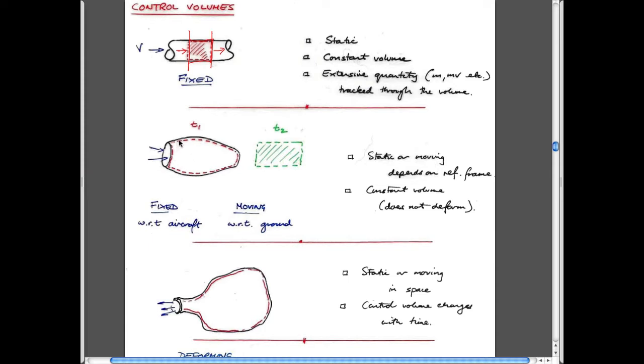A control volume that is non-deforming and moving would be one which is a jet engine. Jet engine hopefully doesn't change its size. Relative to you, if you're sitting here observing the left-hand side of the plane, it's underneath you, hopefully it doesn't move relative to you. So it's physically moving in space, but it's actually not changing in size.